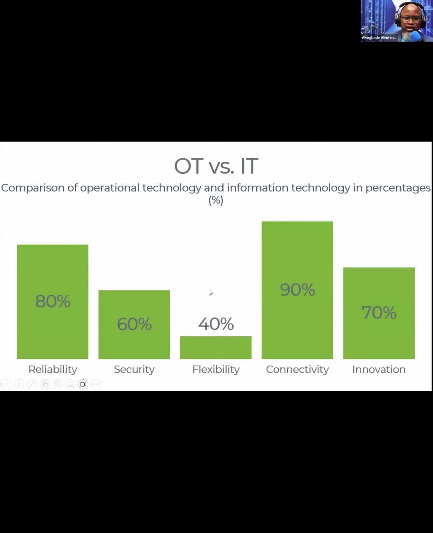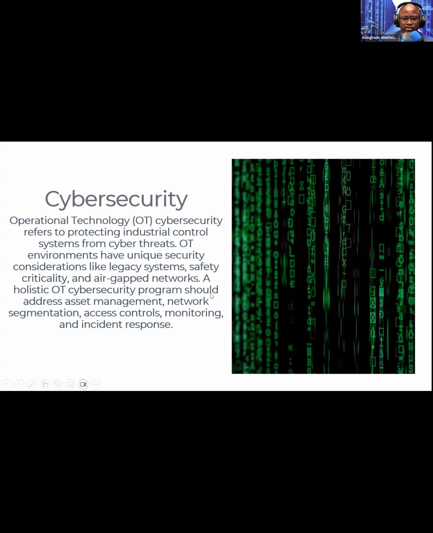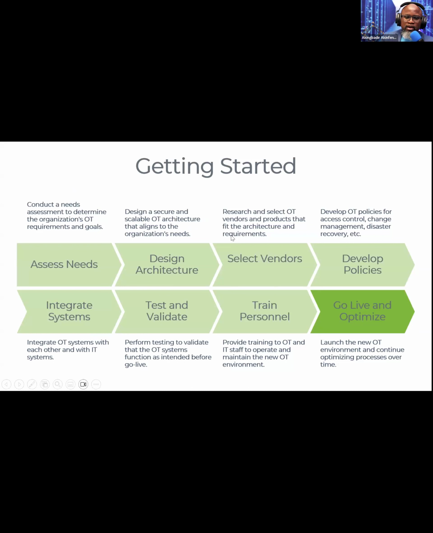I'll skip this, but you can read it up yourself later. This is just saying that generally when we do OT, we assess the need, we check the architectural design on how the lay of the land of the operation technology environment is. We select vendors. Let me pause on that for a second.